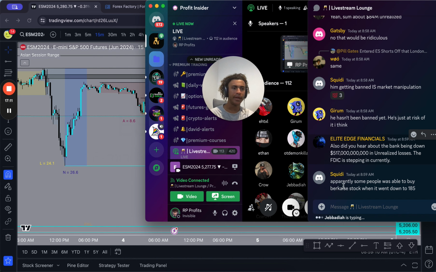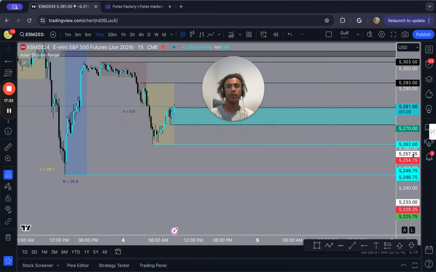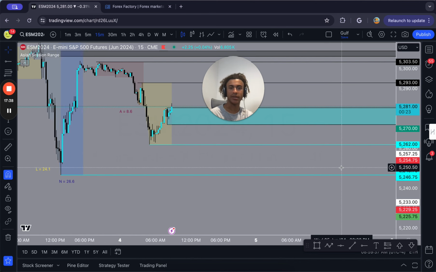The bank being down $517 billion in unrealized losses. The FDIC is stepping in. That's not good. Yeah, that's not good for the US financial system at all. We're going to have some fun stuff happen, or not fun stuff. Somebody's going to say, "Oh, it's not fun." We're going to have some exciting stuff, fuck it, I'll say exciting, happen this year in the markets because of the election.